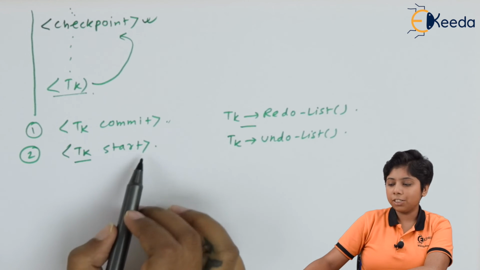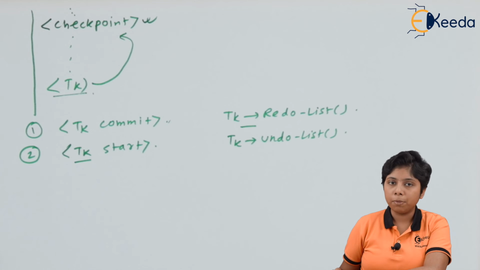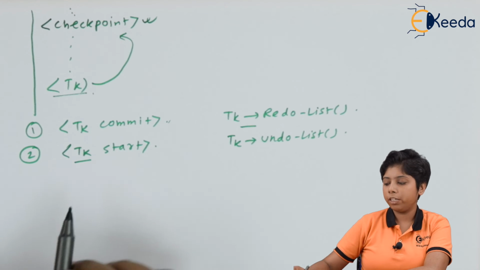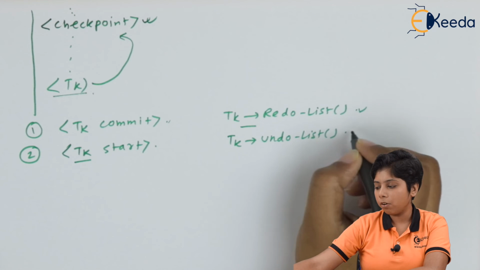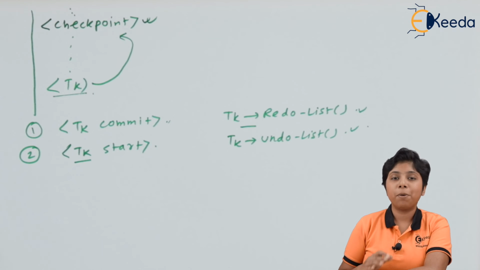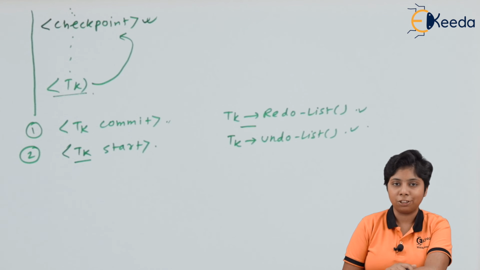That means the transaction has started but has neither committed nor aborted. So we need to undo that particular transaction. In this way we can find our redo list and undo list. But one more thing we need to consider is the checkpoint's active transactions.